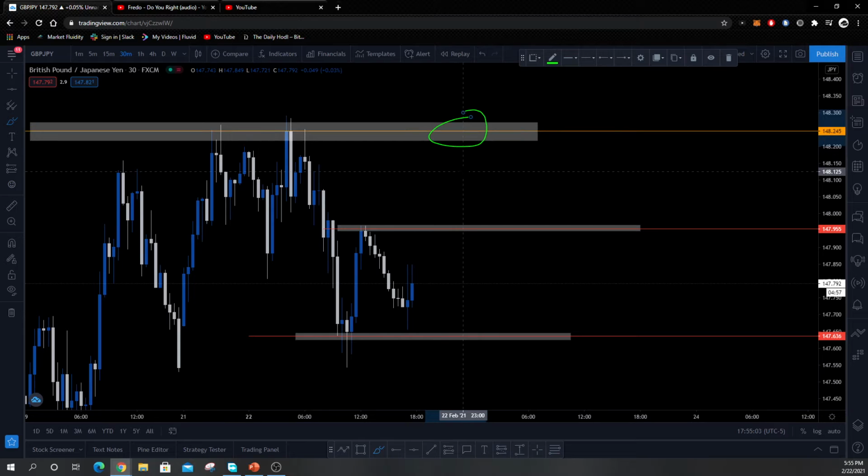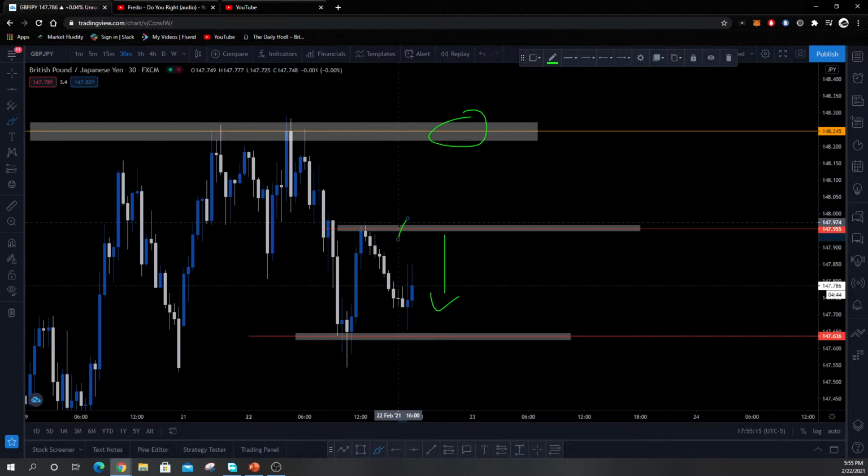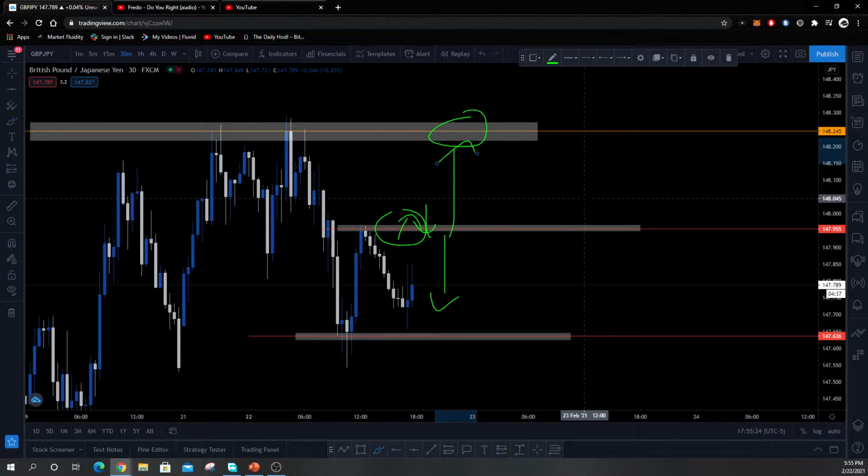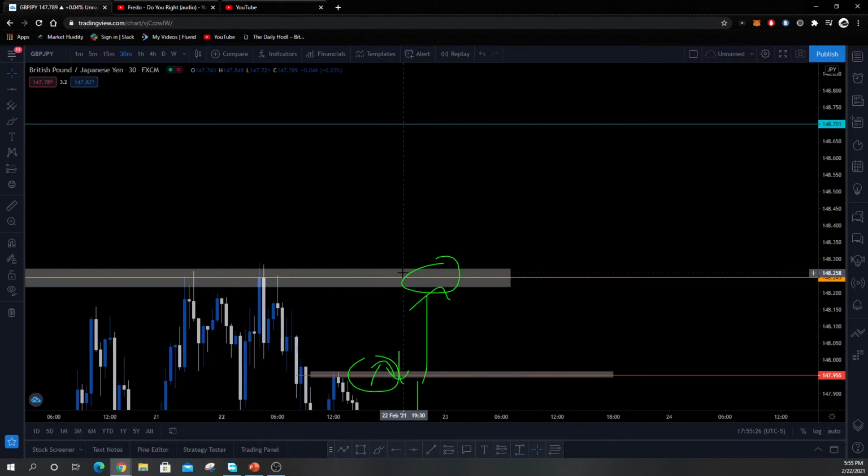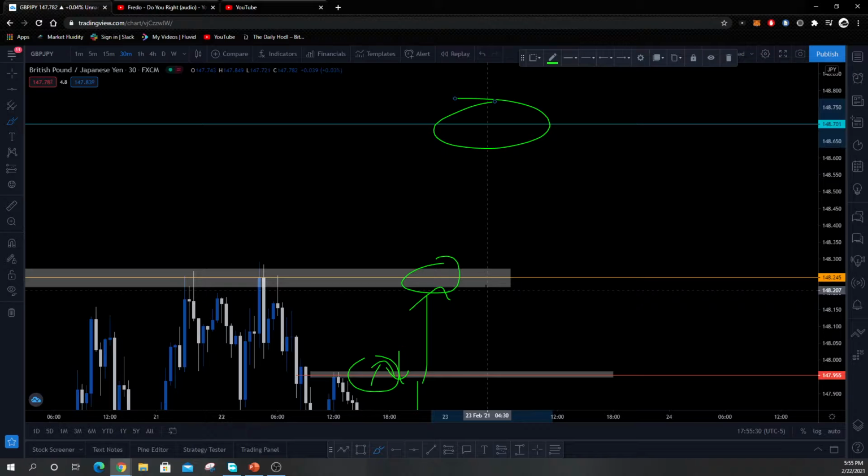TP1 should be here, and then we can still take trades in this area, but I wouldn't recommend it because it's a zone, it's a range, so it could be a bit tricky. For safer buys, we will wait for a break above with confirmation, and then buys all the way up to 148,245. That will be the first target. The second target will be all the way here at 148,700 or even 500.